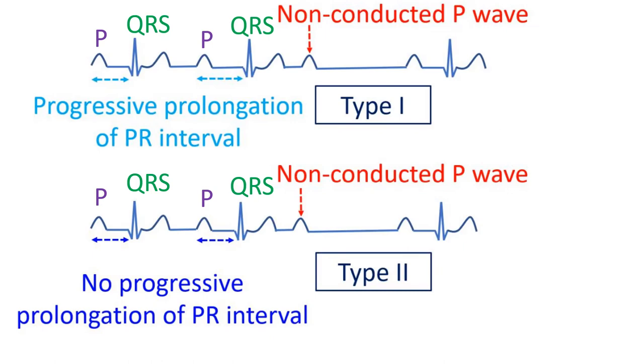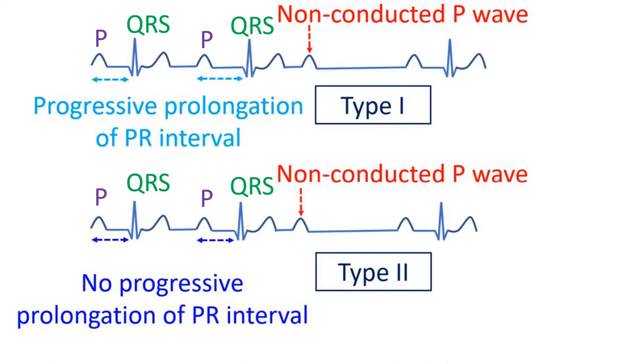Second degree AV block is detected in the electrocardiogram or ECG, which is the recording of the electrical activity of the heart. In the ECG, P waves represent the electrical activity of upper chambers and QRS complexes represent the electrical activity of lower chambers. When the interval between the two is prolonged, that is prolonged PR interval, it is first degree AV block. In addition, if some of the P waves do not get conducted to the lower chambers and there is skipping of one or more QRS complexes, it is second degree AV block.